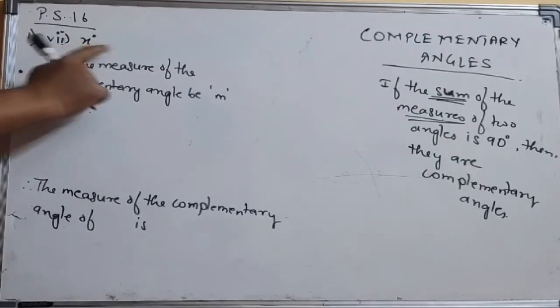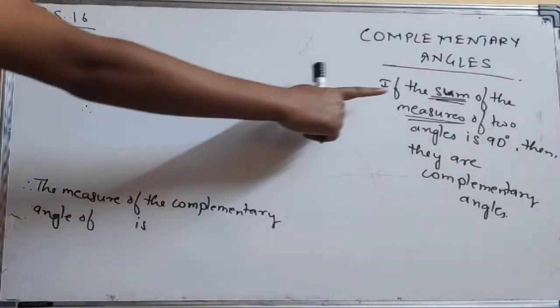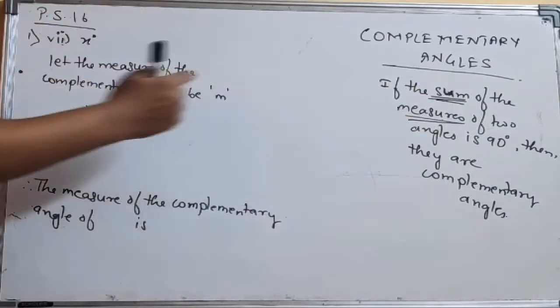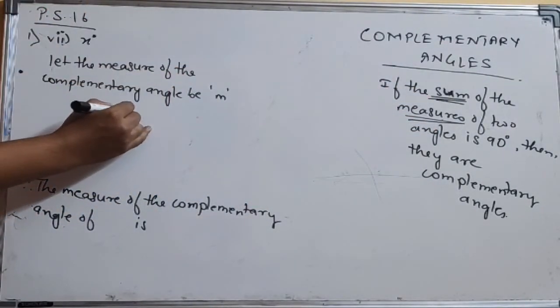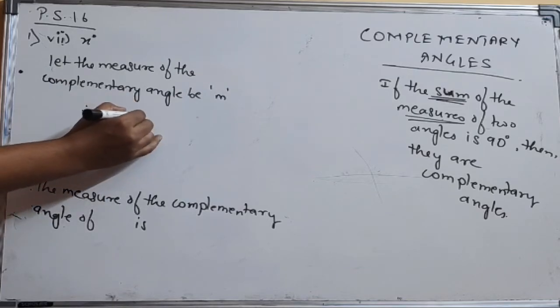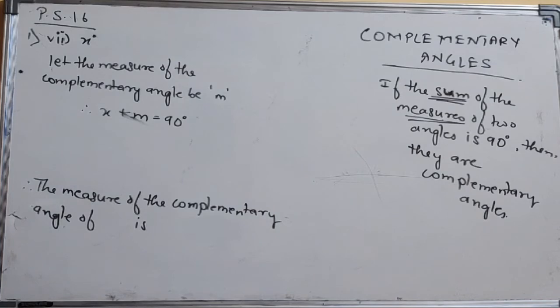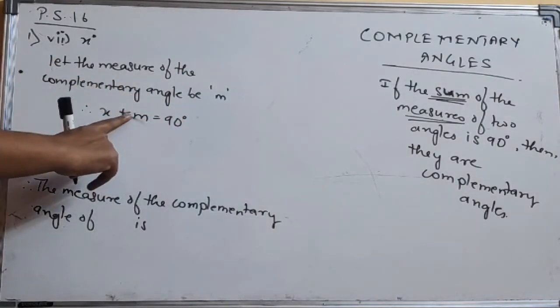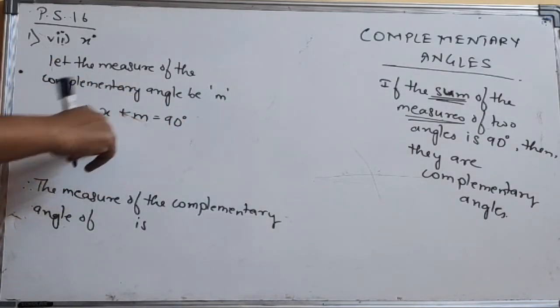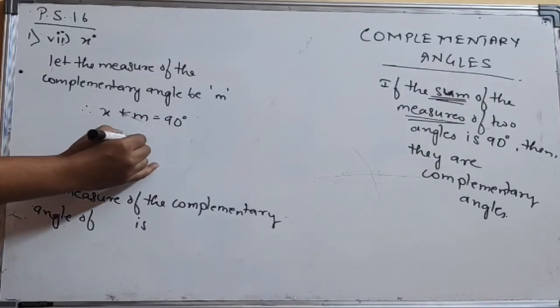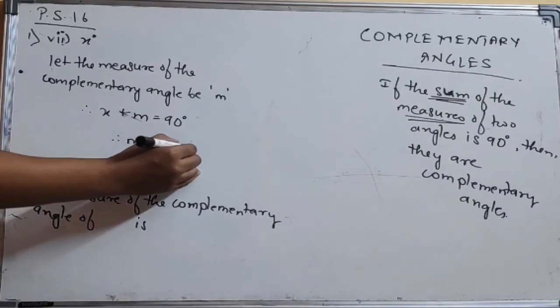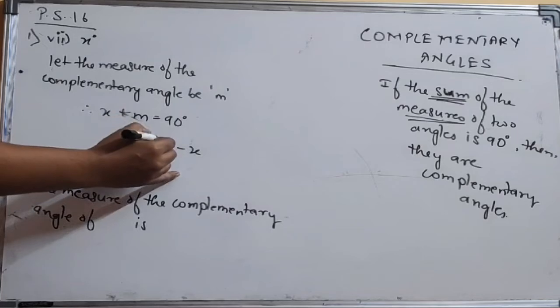Since x and m are complementary, their sum is 90 degrees. So you can write x plus m equals 90 degree. Now we need to find the measure of m. So we are going to take this x to the other hand side. Therefore m will be 90 minus x.